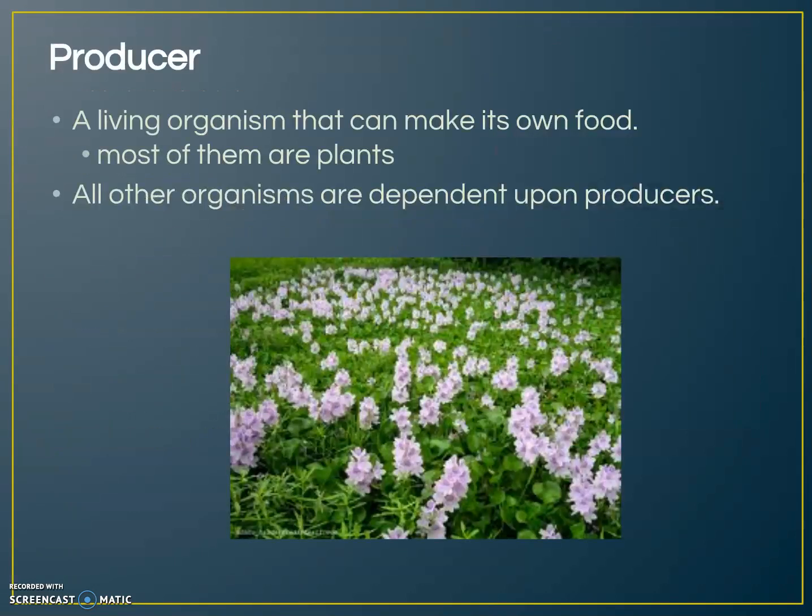Okay, so let's talk first about producer, which is one of the types of organisms. It is defined as a living organism that can make its own food. So you're familiar with these things, they're plants. What's interesting about them is that all other organisms depend on producers. If there are not plants, then other things cannot survive.